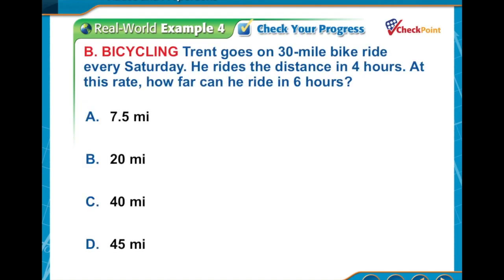So here's 4b. We have some more real world context. So they say Trent goes on a 30-mile bike ride every Saturday. He rides the distance in 4 hours. At this rate, how far can he ride in 6 hours? So this rate, 4 hours and 30 miles, if that's the rate that's always going to stay constant, we can use that fraction and compare it to how far should he go in 6 hours at that rate.